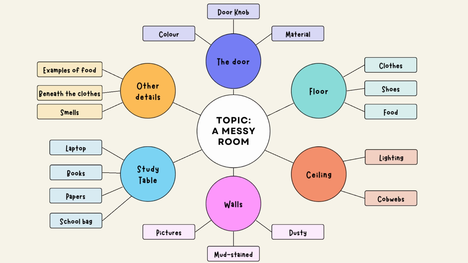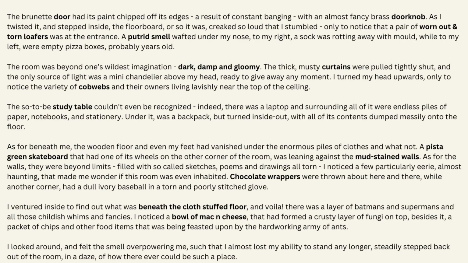The study table may have a laptop or a PC or a desktop computer with books and papers, and maybe a school bag lying around. Other details, you can also elaborate your description on the kinds of food that are lying about in this messy room. You can also describe what you found beneath the clothes which are lying on the floor of the messy room. You can also include the smells. So this covers all the 5 senses, what you see, feel. Taste may not be included in this because we cannot taste, but yes, you can include the 5 senses.